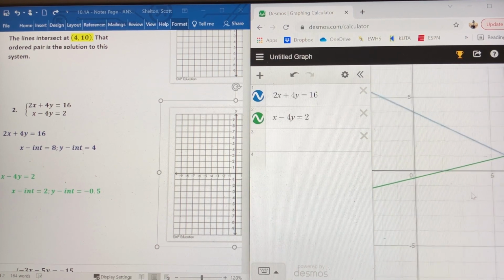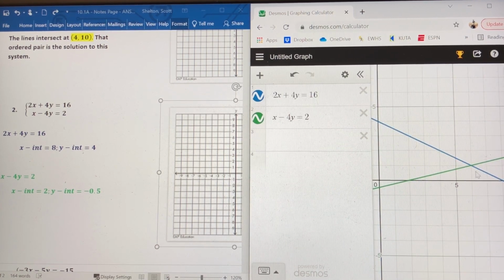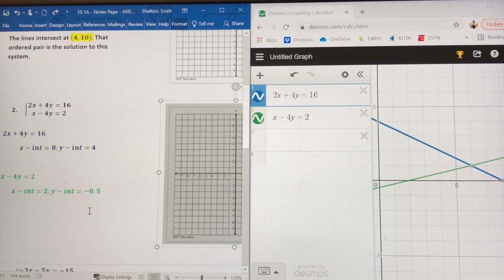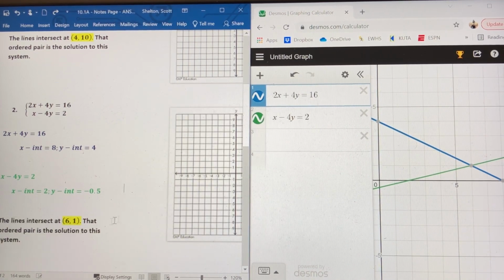Again, remember, we're looking for the intersection point, and it looks like it's going to be at (6, 1), but let's touch it anyway. And again, (6, 1) is my intersection point, so that is the solution. Because the lines intersect at (6, 1), that ordered pair is the solution. If you plug in 6 for x and 1 for y, you should get a true statement in both equations. Let's check it in the first one. 2 times 6 is 12, 4 times 1 is 4, 12 plus 4 is 16. So that verifies that that is the solution of this system.